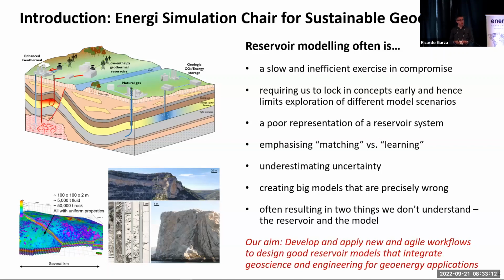We also tend to lock in geological concepts very early in the modeling workflow. So we limit the way we explore geological uncertainties, how we explore different geological scenarios, different ways we think about the subsurface, different ways we interpret data sets. And again, we've spoken about this in past summits. Generally, if you look at the picture at the left, these models are a poor representation of the reservoir system, and we tend to emphasize matching models against production data rather than learning from models how the fluids move in the subsurface. We tend to underestimate uncertainty, and because we have big computers these days, we tend to build very big models that are precisely wrong, not approximately right. Quite often we end up with two things we don't understand: the subsurface reservoir and the big model that we're trying to run on a computer.